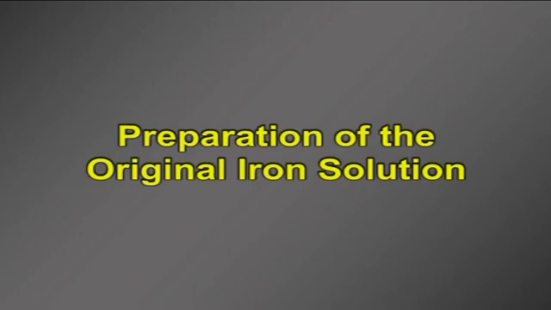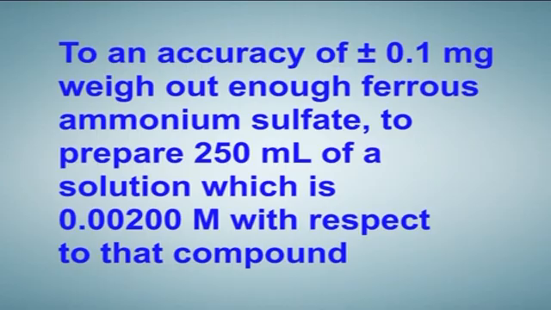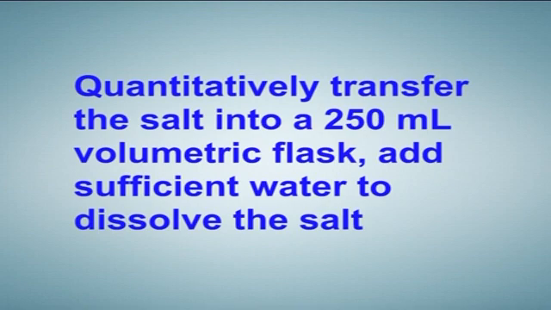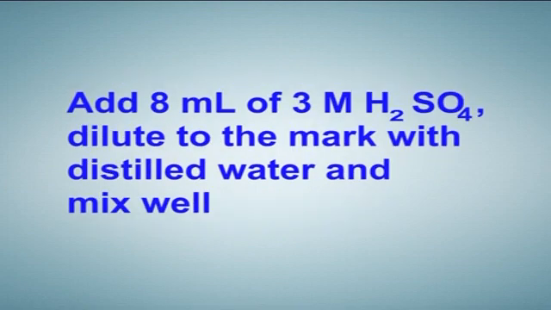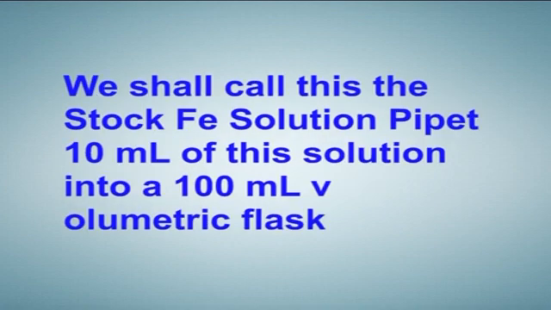Preparation of original iron solution. To an accuracy of plus or minus 0.1 milligram, weigh out the required amount of ferrous ammonium sulfate to prepare 250 ml of solution, which is 0.002 molar with respect to that compound. Quantitatively transfer the salt into a 250 ml volumetric flask, add sufficient water to dissolve the salt and add 8 ml of 3 molar sulfuric acid, dilute it to the mark with distilled water and mix well. We shall call this the stock iron solution.